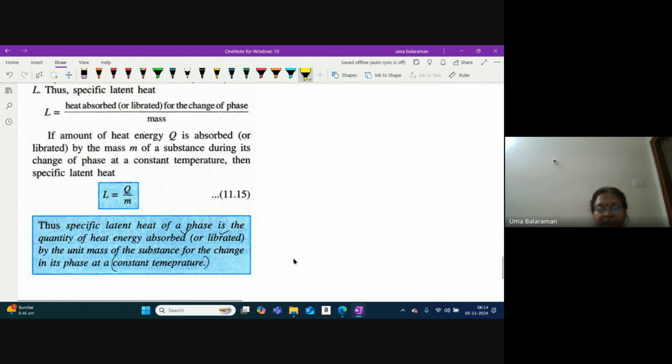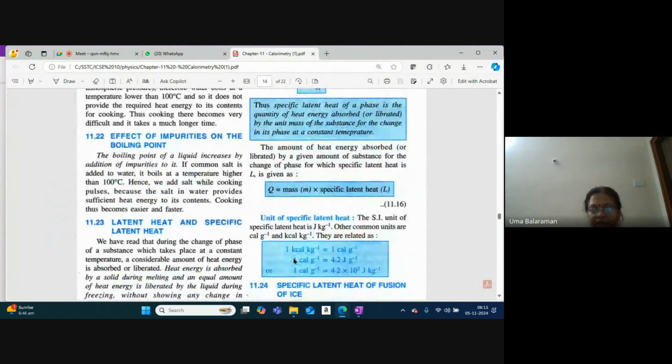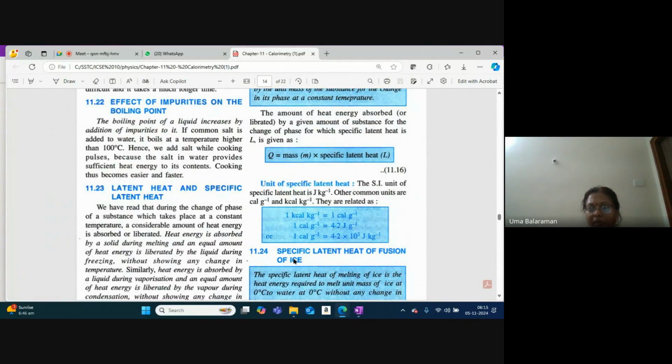Do not miss these keywords. Constant temperature. Temperature is not increasing. Absorbed or liberated. So they can give you even the definition, 4 different forms of the definition per MCQ, and ask you to choose the right one. So make sure you have the exact definition with you. Okay, so same thing, Q is equal to M into L.